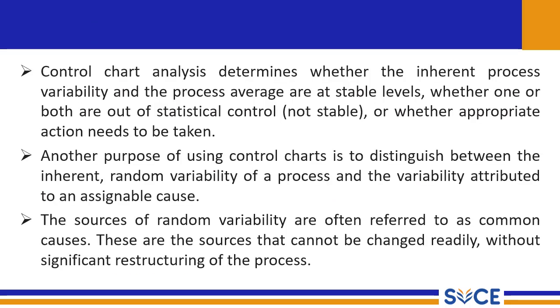Control chart analysis determines whether the inherent process variability and process average are at stable levels, whether one or both are out of statistical control, or whether appropriate action needs to be taken. Another purpose of using a control chart is to distinguish between inherent random variability of the process and variability attributed to assignable causes. The sources of random variability, often referred to as common causes, cannot be changed readily without significant restructuring of the process.